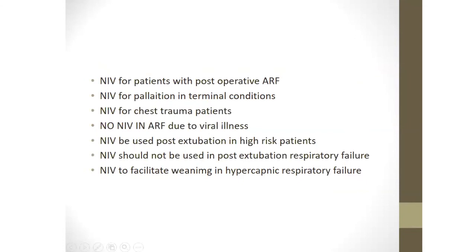Non-invasive ventilation can be used for patients with post-operative acute respiratory failure, such as upper abdominal surgery patients, because of the diaphragmatic distress. NIV for palliation in terminal conditions, the medical code patients. NIV for chest trauma patients: in flail chest, we can use NIV. No NIV in acute respiratory failure due to viral illness. Most likely, we have to intubate them if there is hypoxic respiratory failure.